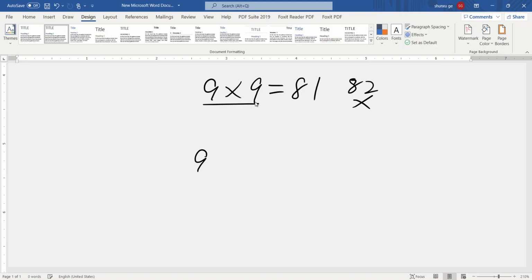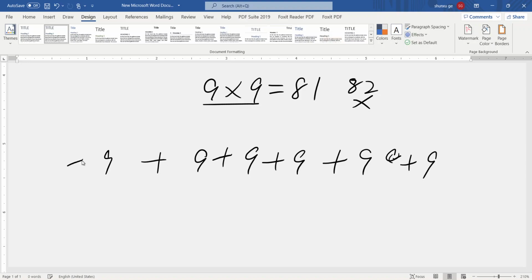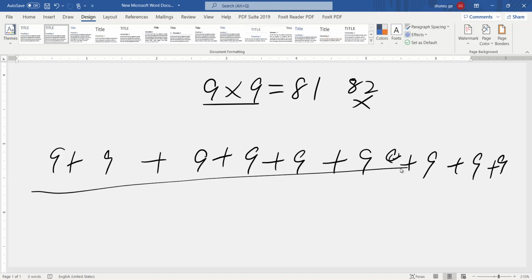9 times 9 means 9 plus 9 plus 9 plus 9 plus 9 plus 9 plus 9 plus 9 plus 9. Totally, it is like this. Add them together. You should check this, and you will find it's right. Okay, then memorize it. Totally, this timetable, you need to spend 3 to 5 hours.